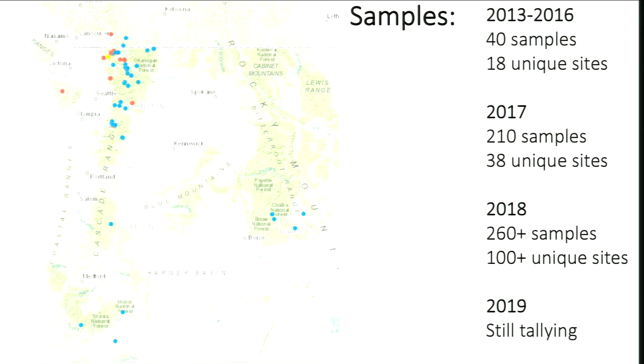Then last year, I did some big advertising to recruit volunteers, and we had over 260 samples from 100-plus unique sites. And that's what's really important, because it would be impossible for me to visit that many unique sites in the summer. We are still doing our tallies for 2019 and still getting folks to send us samples, so I don't have the data from 2019 yet.